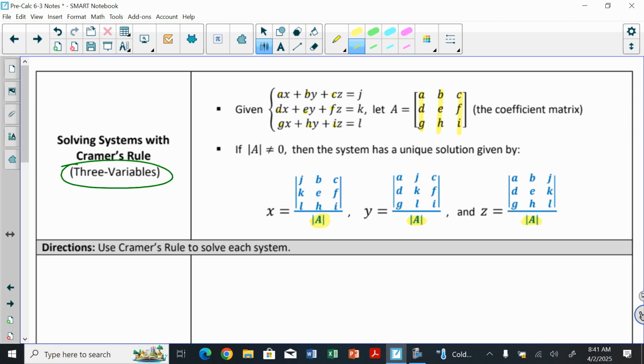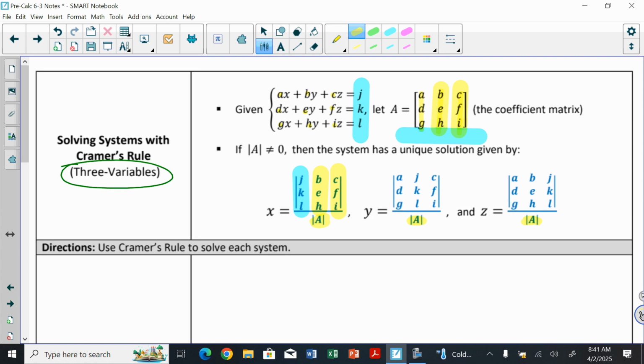Now, how do you replace it, right? Notice that, again, we didn't do anything with these numbers in the coefficient matrix. J, K, and L are not there. Same thing, when I'm trying to find X, I'm going to replace J, K, L with the first column. And then the rest of them stay the same, right? They're going to stay B, E, and H, and C, F, and I, just like they did in the coefficient matrix.